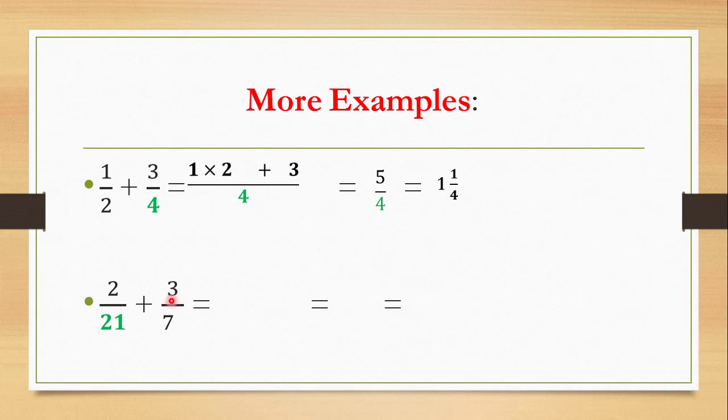Okay, the next one here, the lowest common multiple is 21. So the first fraction 2 over 21 is the same 2 over 21, but here I'll multiply up and down by 3 to get 21. 7 times 3 equals 21. Then I'll multiply 3 also by 3, which is 9. So we have 2 plus 9 over 21, which is 11 over 21. And this is the simplest form.